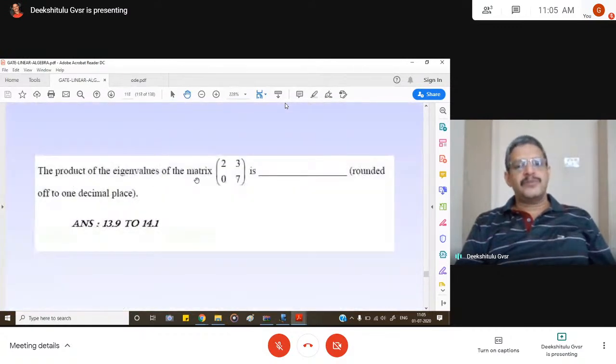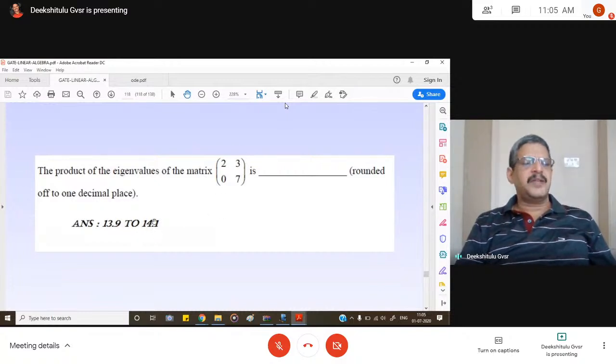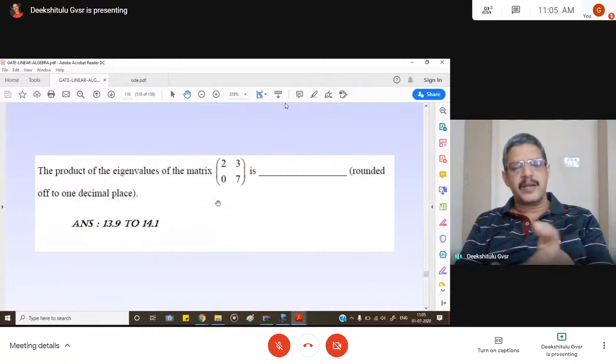The product of the eigenvalues of the matrix: the product of the eigenvalues is the determinant of the matrix. What is the determinant of the matrix? 2 into 7, 14, minus 0. The range is given as 13.9 to 14.1, but actually it is 14.